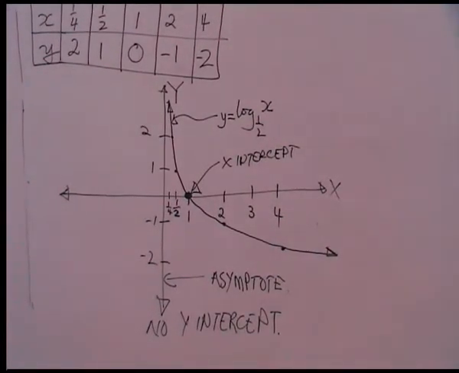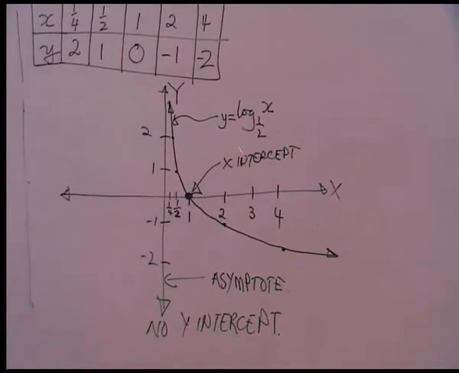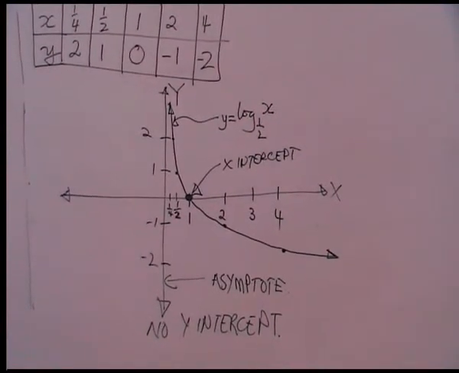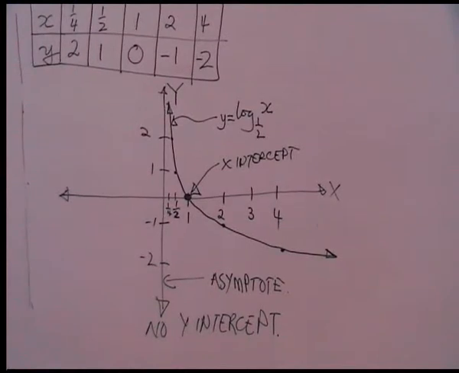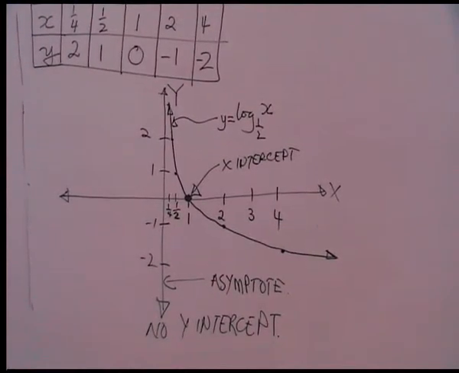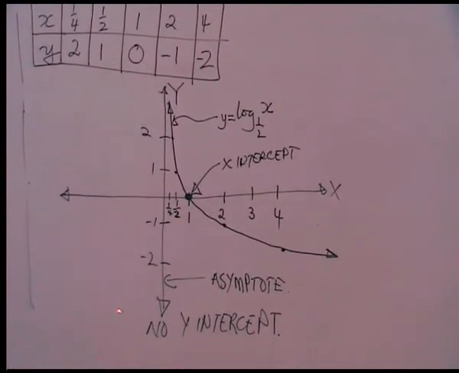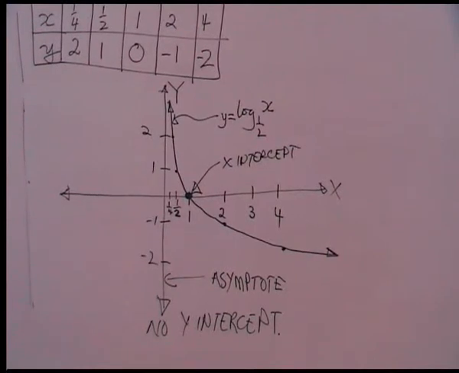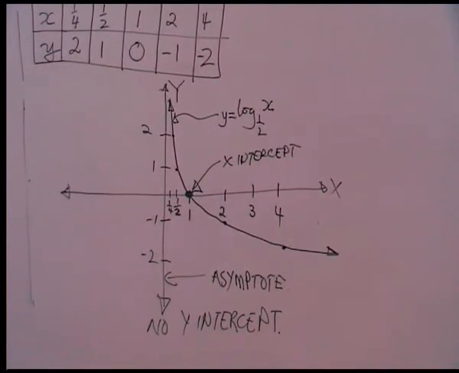Alright, so that's the shape of all the graphs that will have a fraction as a base. If you have a fraction as a base, the graphs will have this shape. If you have a whole number as a base, then the graphs will have the other shape, like that. Well, that's the graph of log of x to the base half.